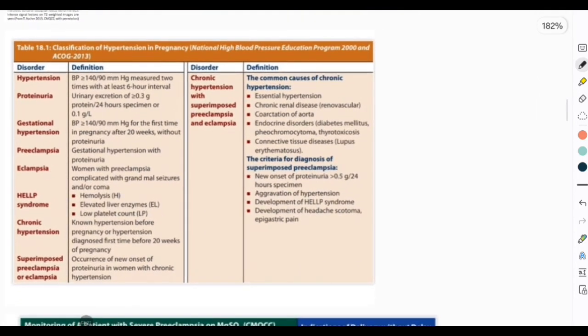These are the definitions. We define hypertension, we define proteinuria. Gestational hypertension is without proteinuria but BP more than 140/90. Then there is preeclampsia, gestational hypertension with proteinuria. Then eclampsia, woman with preeclampsia complicated with grand mal seizures, okay, or coma. Then there is HELLP syndrome, hemolysis, elevated liver enzymes, and low platelet count. Then chronic hypertension, superimposed preeclampsia or eclampsia.